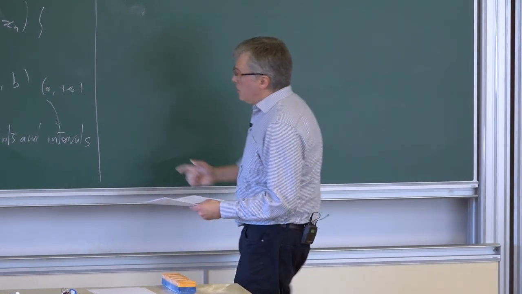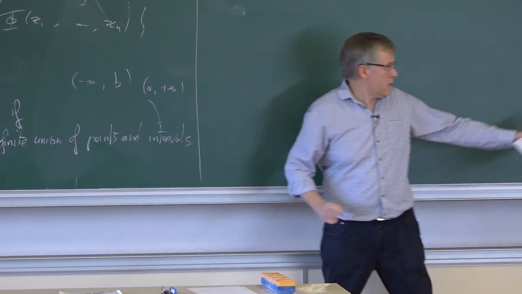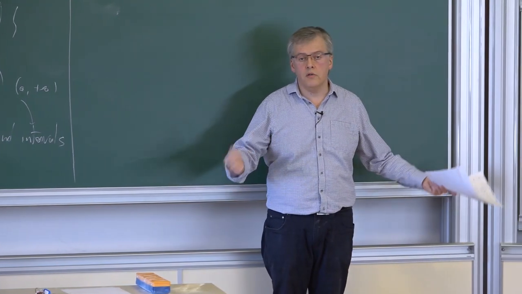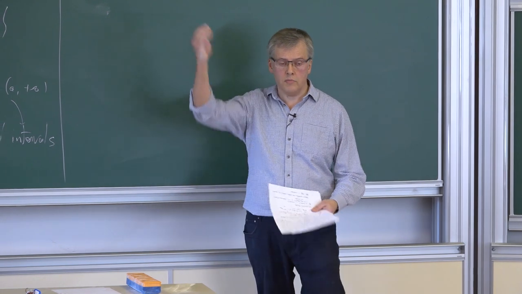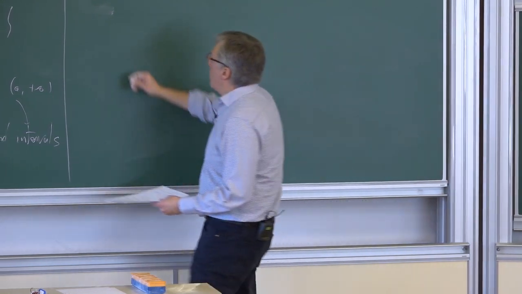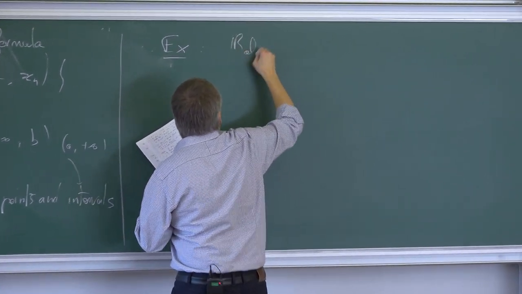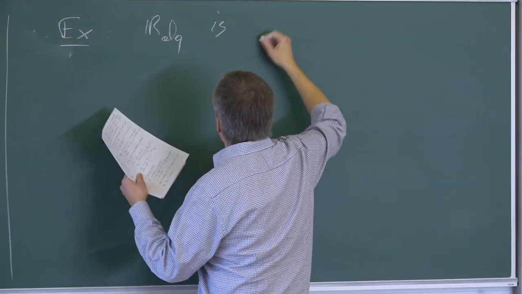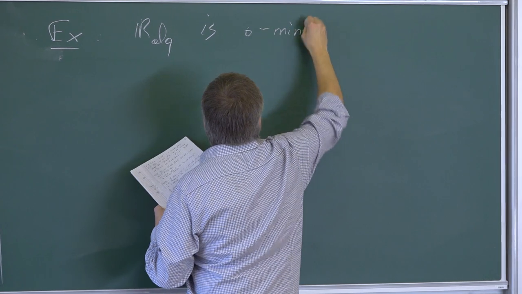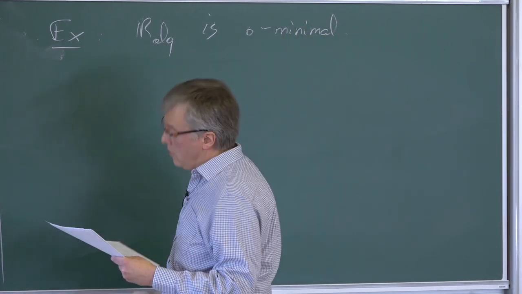And so you see that there is a tension between this axiom and this projection axiom that creates a lot of new sets if you start from something random in high dimension. So of course, we still have a trivial example, which is R-alg. This is trivially o-minimal.